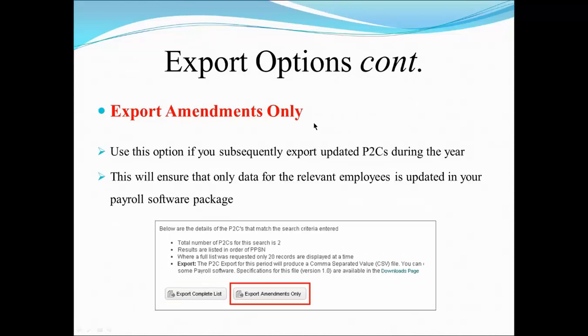During the year, if there are amendments made to employees' tax details, then you will be selecting the option to export amendments only. So this is the option you use if you subsequently export updated P2Cs during the year. So you'll do export complete list at the start of the year and export amendments only during the year. And this will then ensure that only data for the relevant employees is updated in your payroll software.